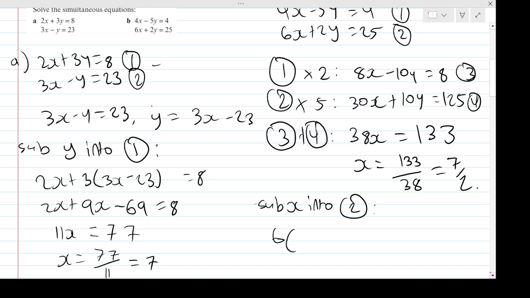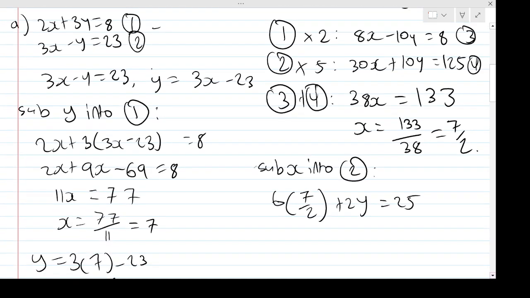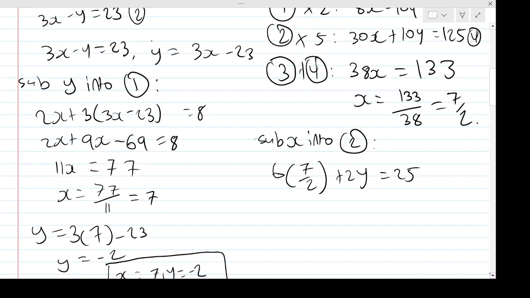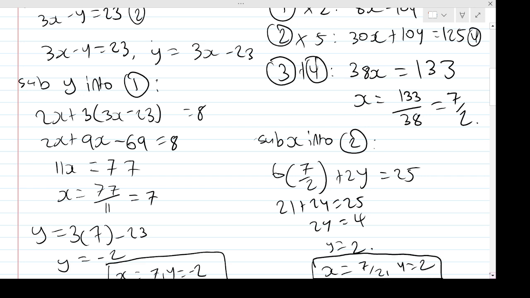So I'm going to say sub x into 2 to then get 6 times 7 over 2, add 2y is 25, right? Well, then that's just an equation for y to solve, right? So if I simplify this, 6 times 7 over 2 is 21. And then 2y, if I get rid of the 21 before, therefore y is 2. Cool, so therefore we found x and y. So the solution is x is 7 over 2, y is 2. Great, there we are. Cool.